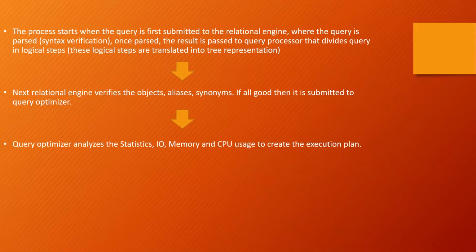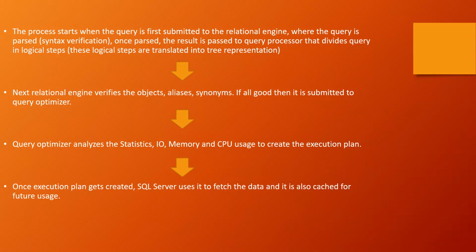The query optimizer analyzes the statistics, I/O, memory, and CPU usage before creating the execution plan. Once the execution plan gets created, SQL Server uses it to fetch the data, and it is also saved or cached for future usage.